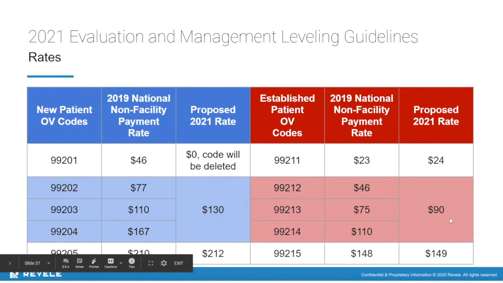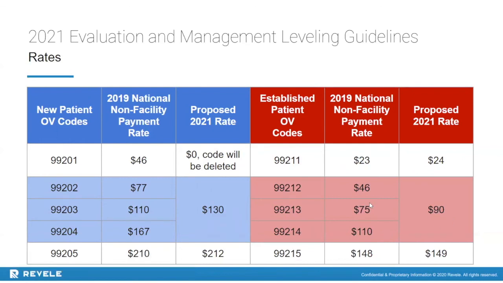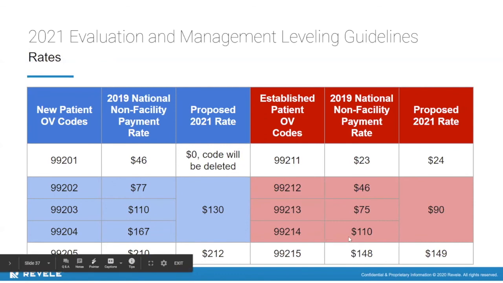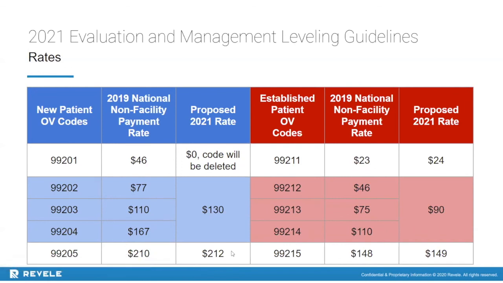Therefore, there will be increases and a decrease. So increases with the second and third level and a decrease with the fourth level. For the fifth level, there will be a slight increase, such as for 99205, which currently has a payment rate of $210. The 2021 proposed rate will be $212.